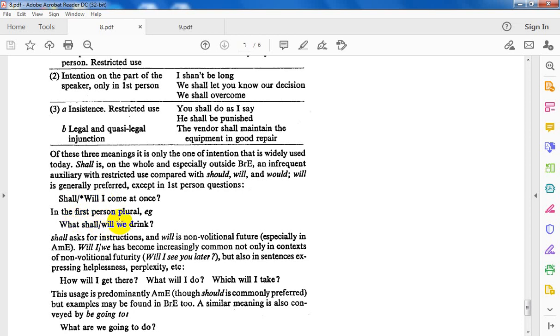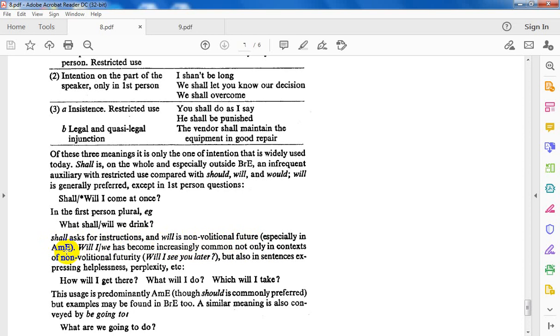But the matter is okay if the question or the first person is plural. Here it is okay. Say, what shall we drink? What will we drink? It is okay. What does this mean? Shall asks for instructions. And will is non-volitional future, especially in American English.